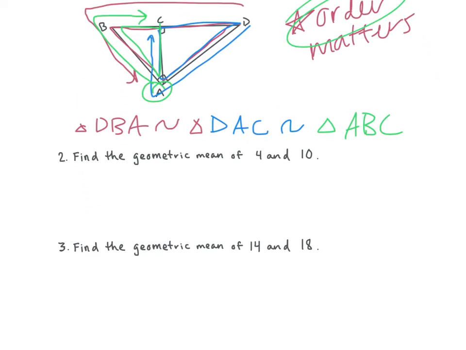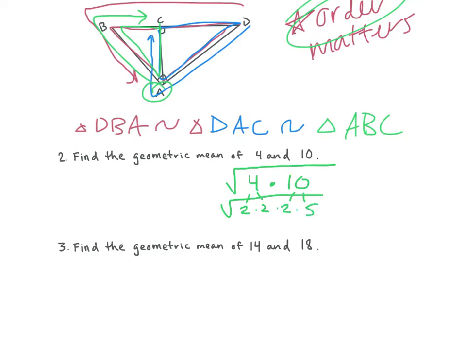Number 2, find the geometric mean of 4 and 10. How do we find the geometric mean? 4 over x equals x over 10. Right, so we take the square root of 4 times 10. We can multiply 4 times 10 and get 40, or just find the factors of 4 and 10. For 4, the factors are 2 and 2. For 10, we have 2 and 5.